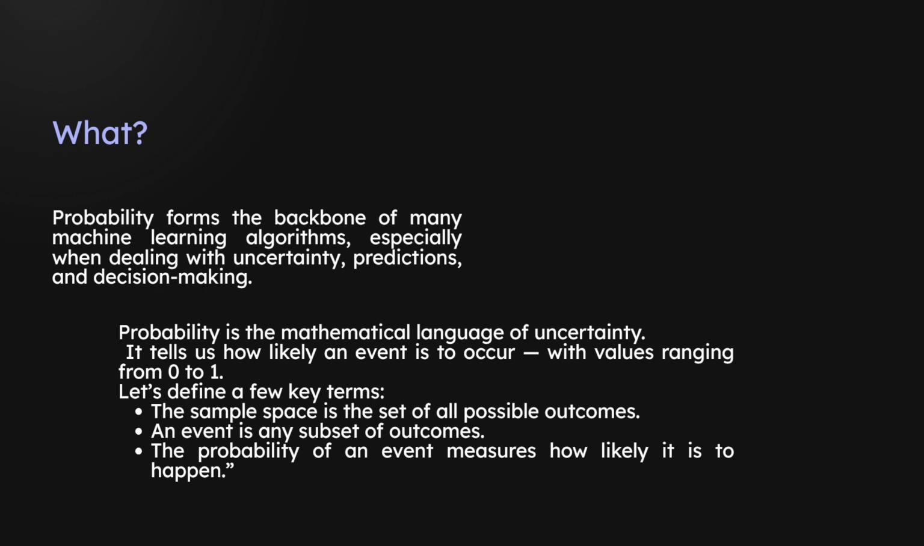Okay, so let's define a few terms. The sample space is the set of all possible outcomes. An event is any subset of outcomes. The probability of an event measures how likely it is to happen, and so on.